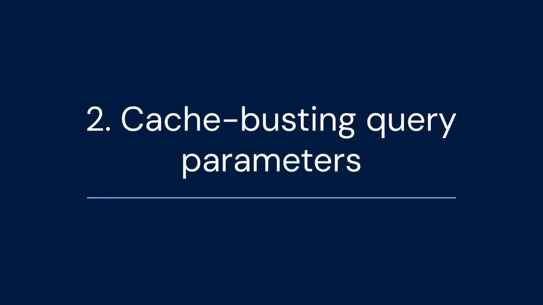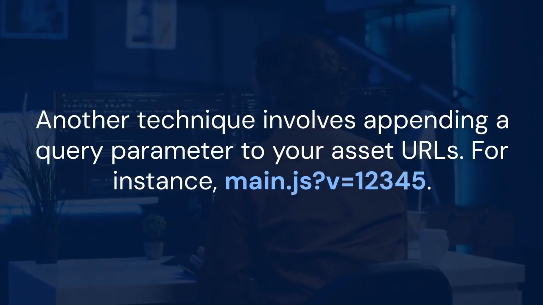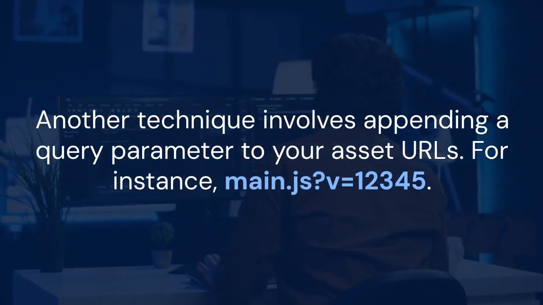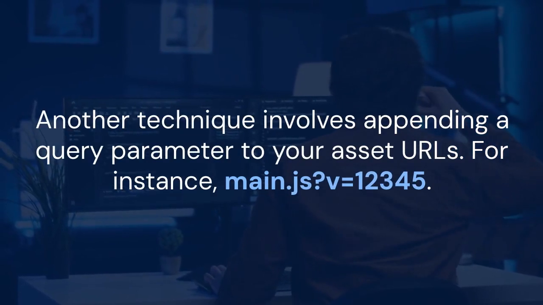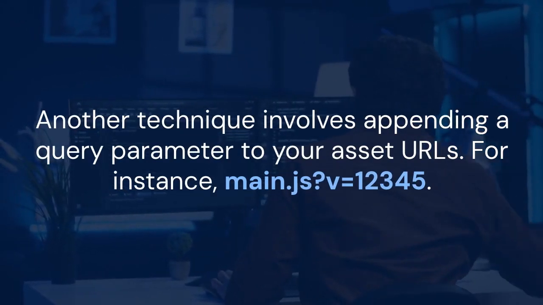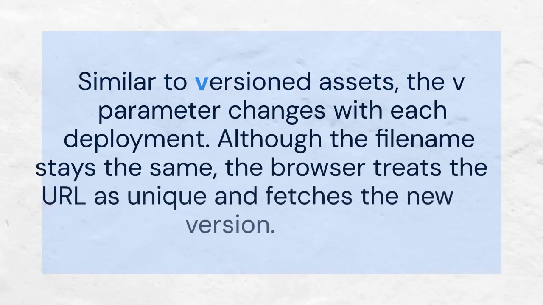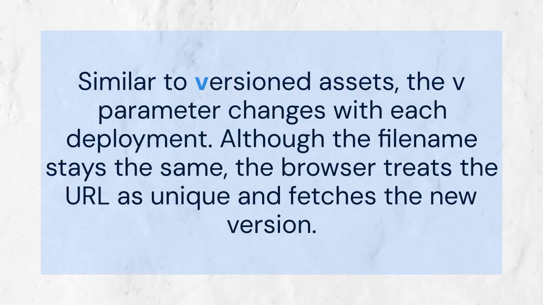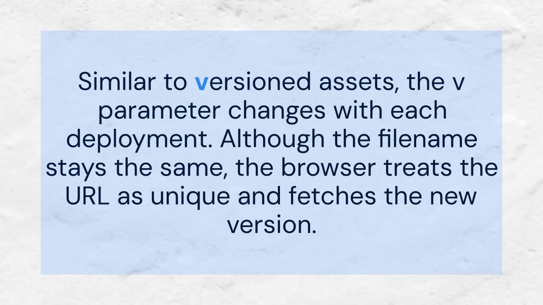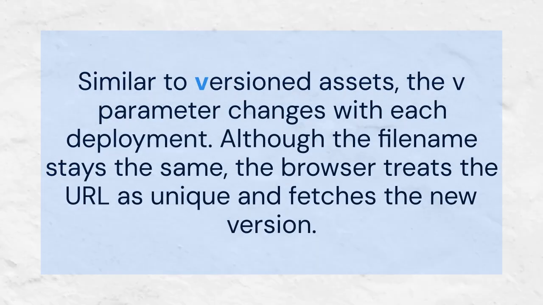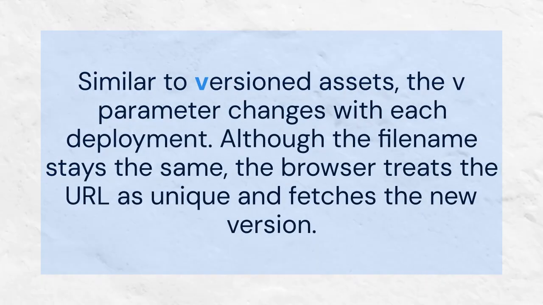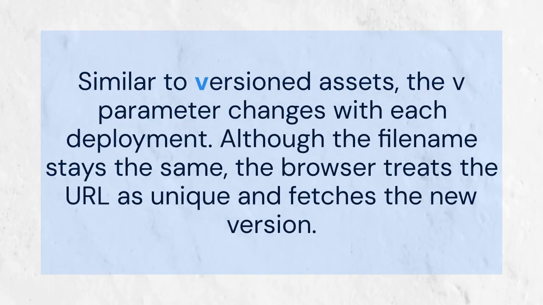2. Cache busting query parameters. Another technique involves appending a query parameter to your asset URLs. For instance, main.js?v=12345. Similar to versioned assets, the v parameter changes with each deployment. Although the file name stays the same, the browser treats the URL as unique and fetches the new version.